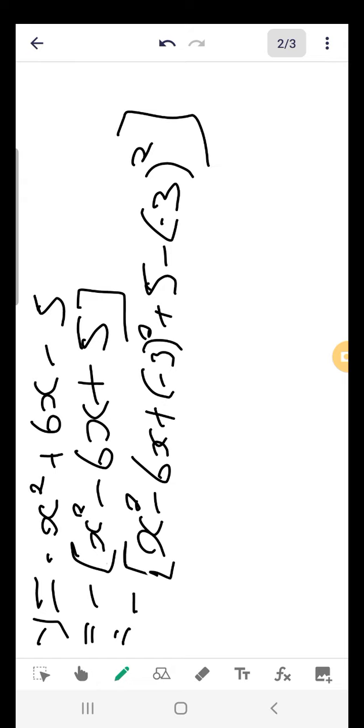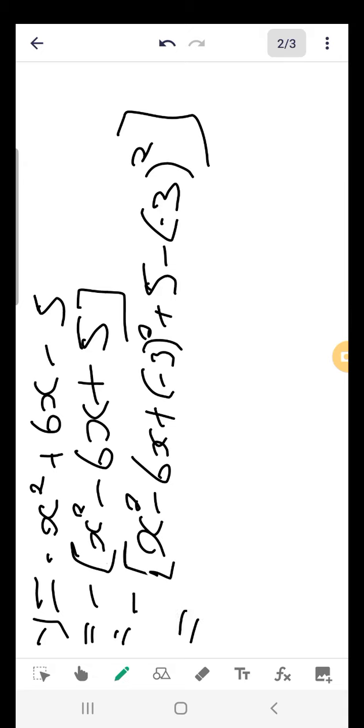Now here, if you can see, we have added a negative 3 squared. Why? Because this is a method of completing the square. We took the half of negative 6 and squared it. Alright, and then after adding, we subtract for balancing purposes. Alright. Now let us continue.